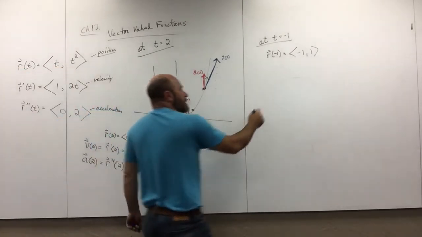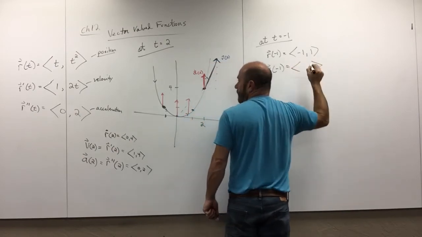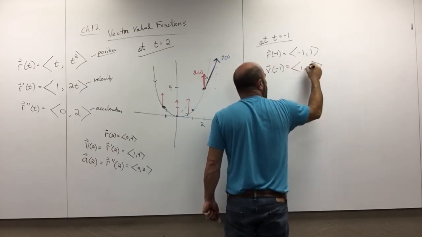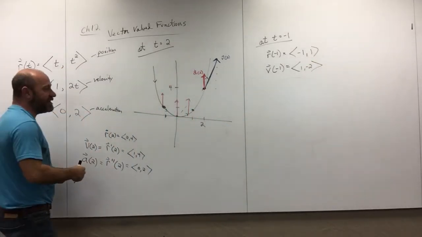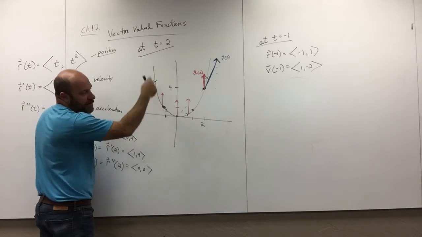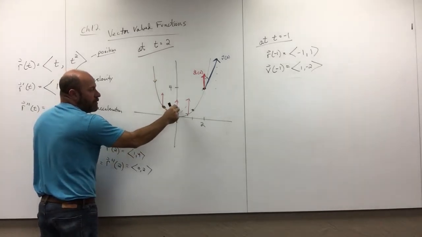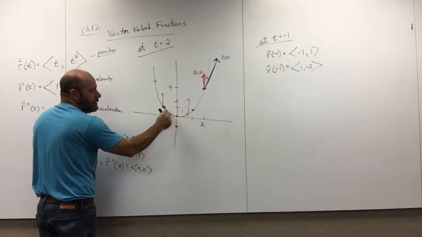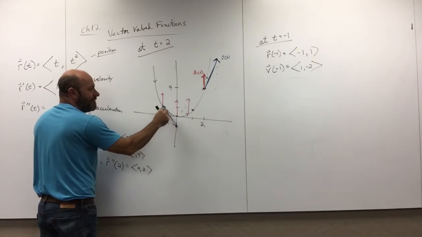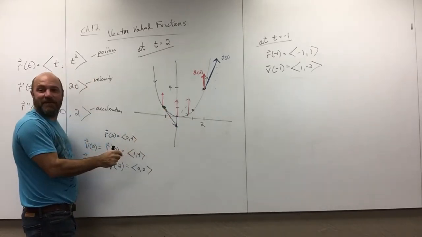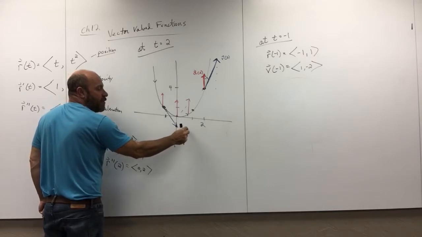What's the velocity at -1? 1, -2. 1, -2. Now, when I draw that, it should look like it's tangent to the curve. Again, my curve might be a little inaccurate, but I should go over 1 and down 2, over 1 and down 2. Well, I'll be damned. That looks pretty good, doesn't it? Looks sort of tangent to the curve. That's my velocity at -1.